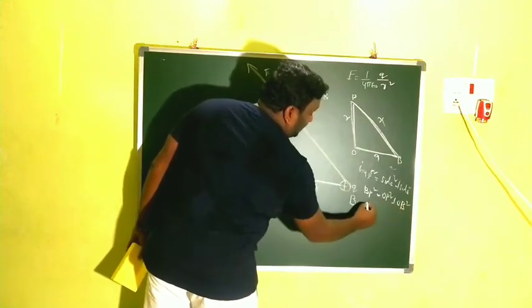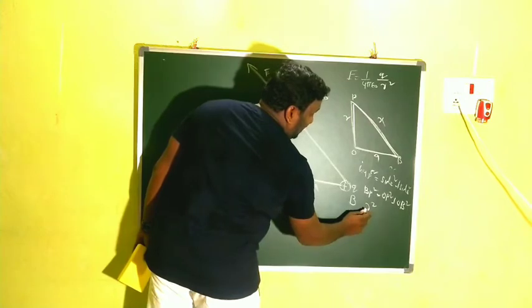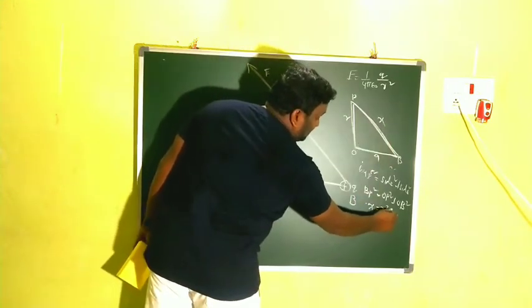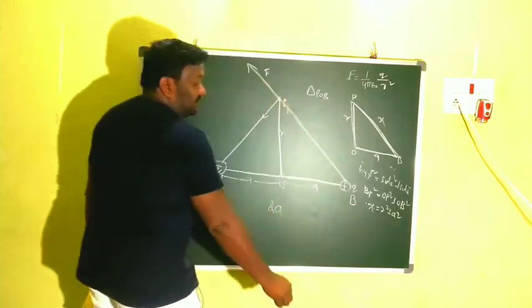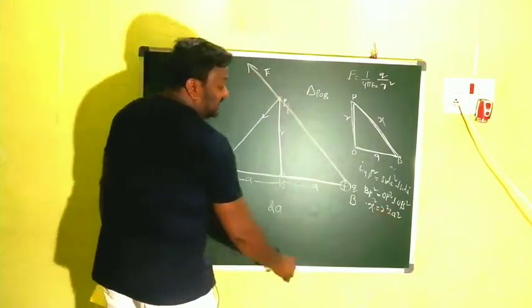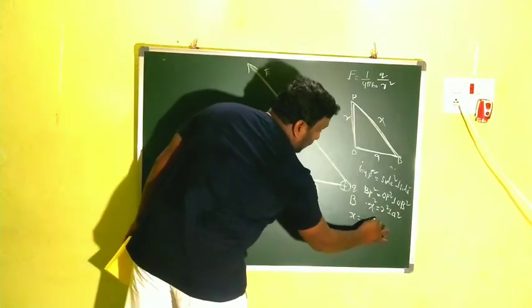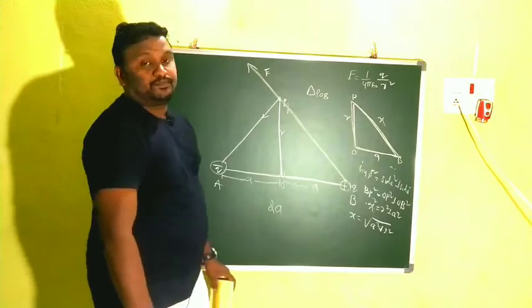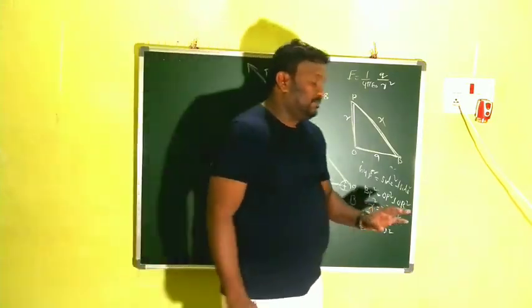That means, simply, here R square plus A square. BP value I am saying as X. Clear? X square is equal to R square plus A square. Then what is the X value? Here, under root of A square plus R square. Clear children? Very important children.